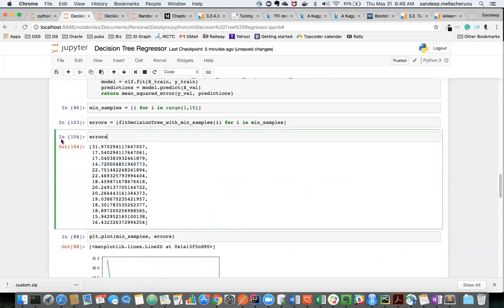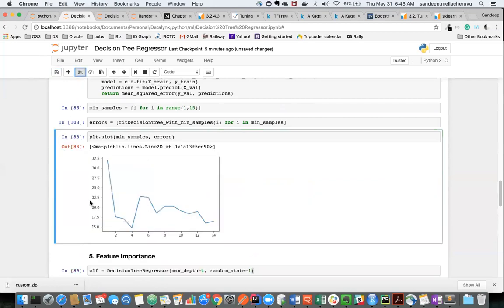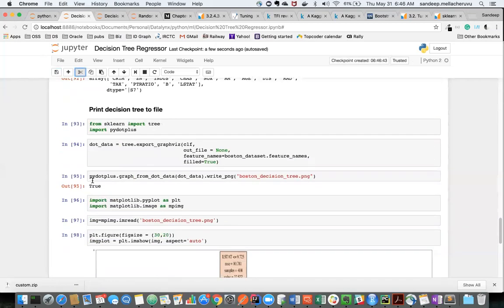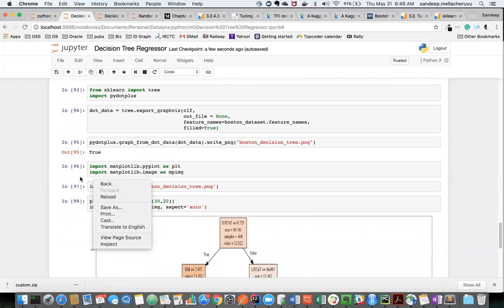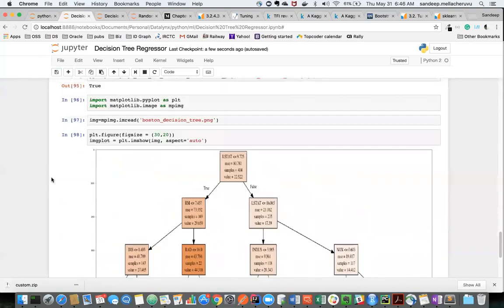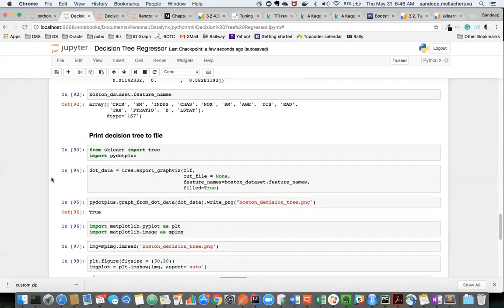Are you clear, Vijay? Yes, Sandeep. I have no more questions. Okay. So that's about regression tree. Any other questions? No. Okay.